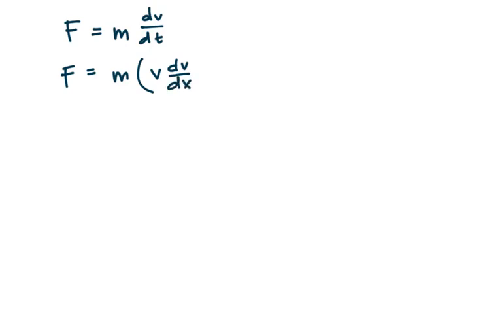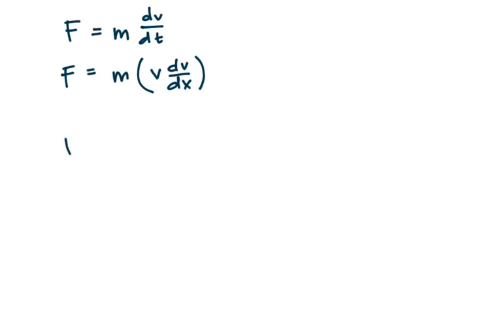So let's think again about how we define force. Force equals mass times acceleration, which is the derivative of velocity over time. So force equals mass times acceleration. And what we showed on the previous page is that we can represent dv/dt as v times dv/dx. So we want to be thinking about this force as a function of x, not time.